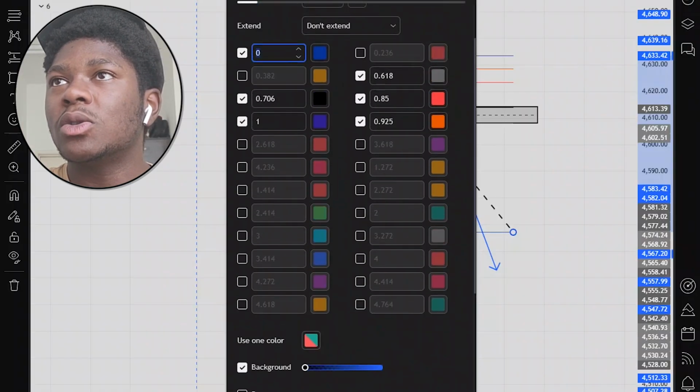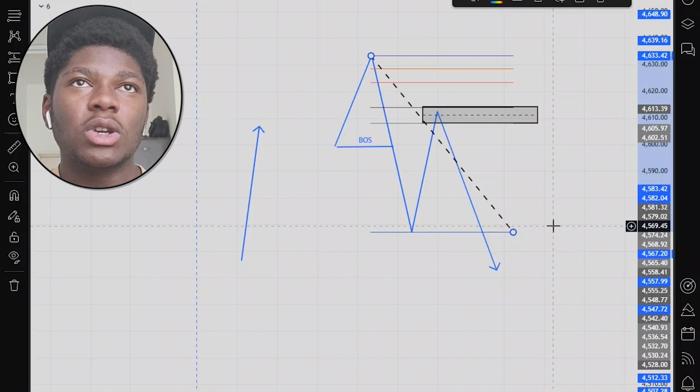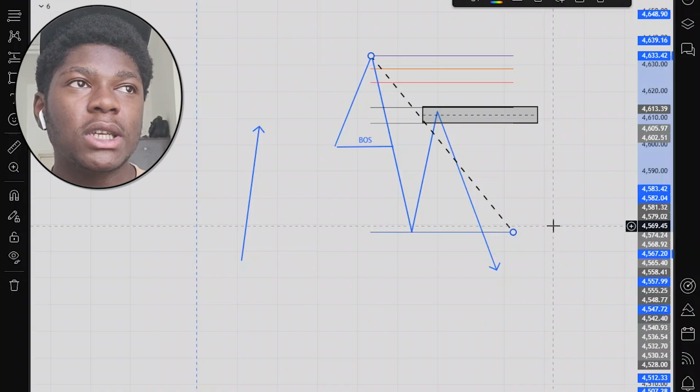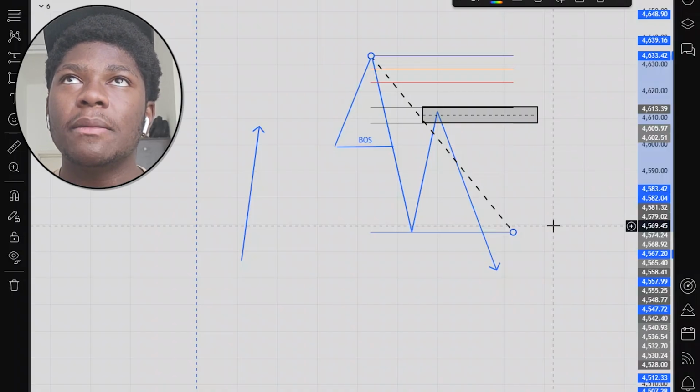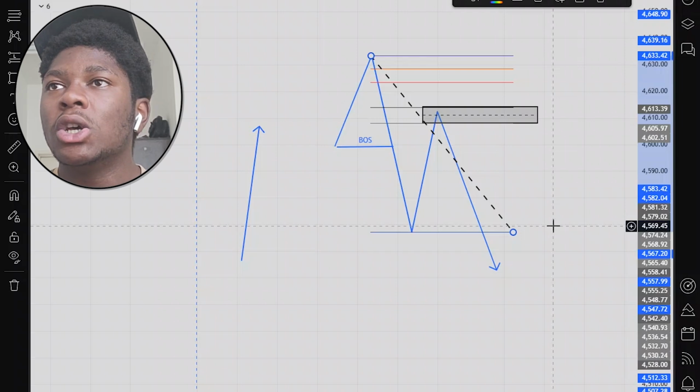So that's what I use. There's many ways you can use the Fibonacci, but I like to use it mostly as a confluence, a tool to get better entries, rather than making it the strategy.